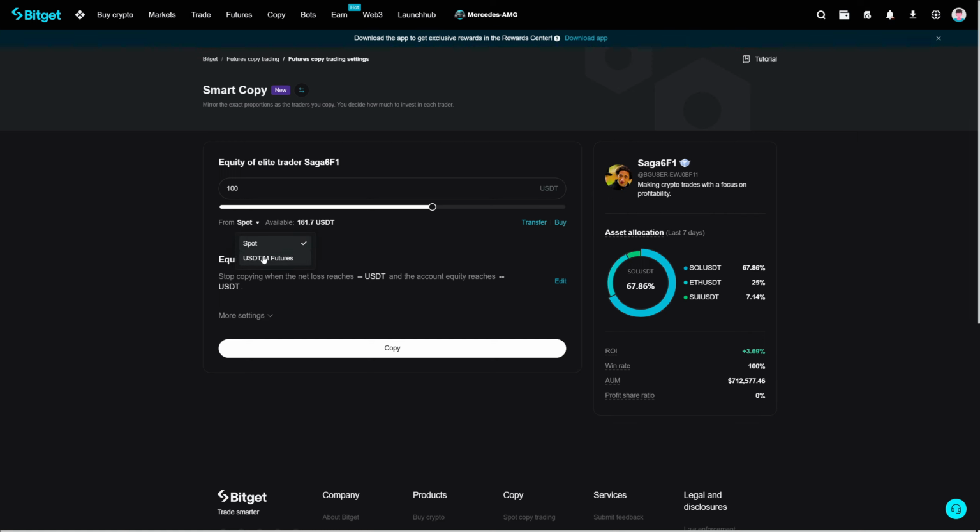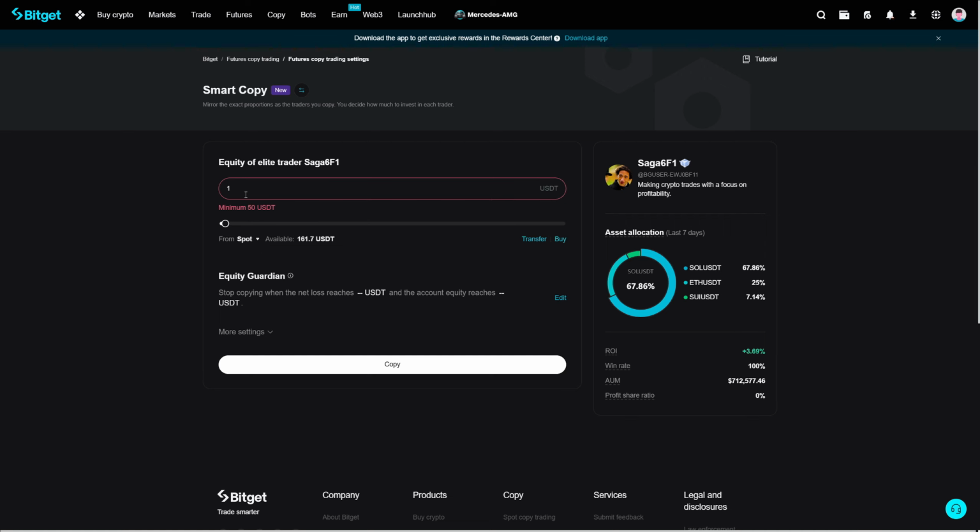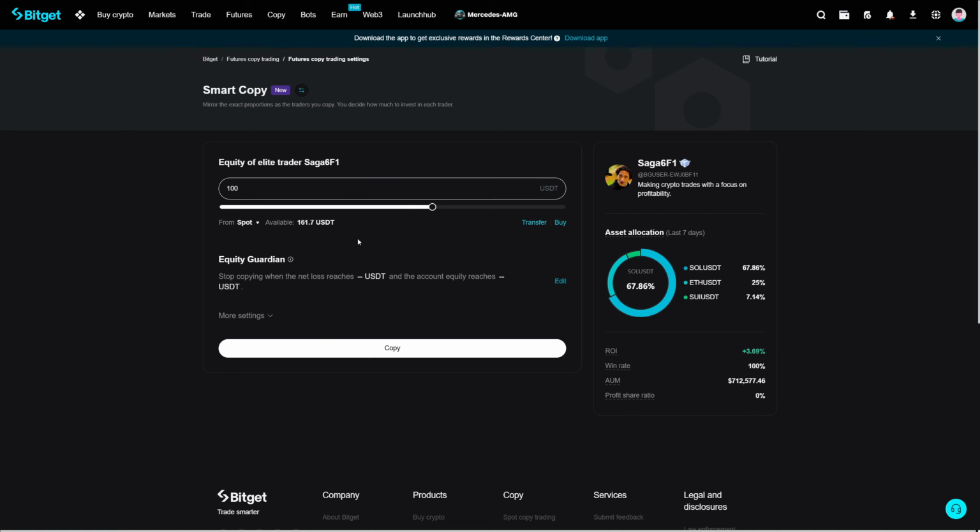Now select the wallet where your funds are located. Maybe you have funds in the futures wallet. Right now I have my funds in the spot wallet. So make sure you select the right wallet here and that you have USDT available. In this case, I want to use 100 USDT from my spot wallet, which then will be transferred into the smart copy wallet right here. So we can copy this guy.